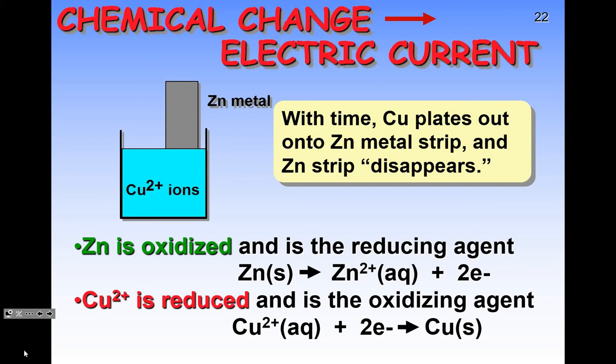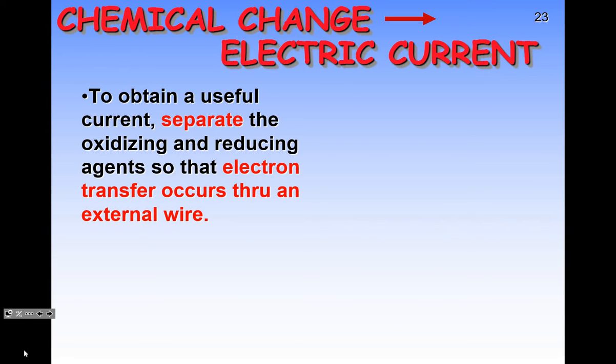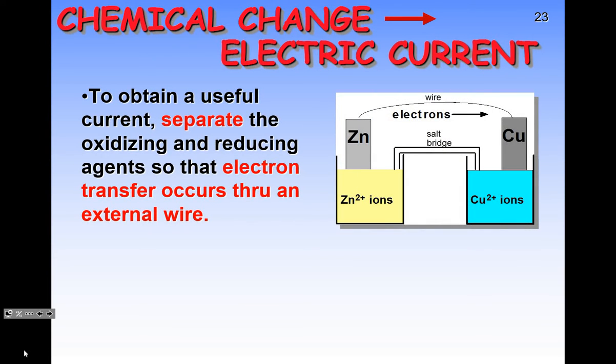So we separate them. And when we separate them, in a wet cell, we do this. We separate the zinc ions and the copper ions. We put a zinc metal strip down in the zinc ions, a copper metal strip down in the copper ions. We connect it with a wire, sometimes a voltage meter to see how much voltage we're getting. But we also have to connect it with a salt bridge so that when the ions start building up on one side, the salt bridge will help balance the charge so the charge stays neutral. But here's the key. The electrons are transferred via the wire, so we can use them. Okay, they become useful to us.